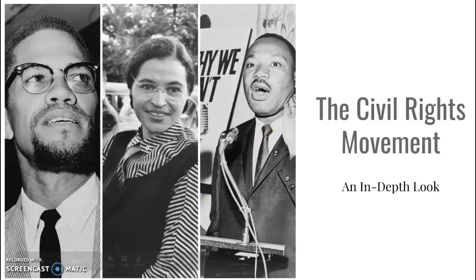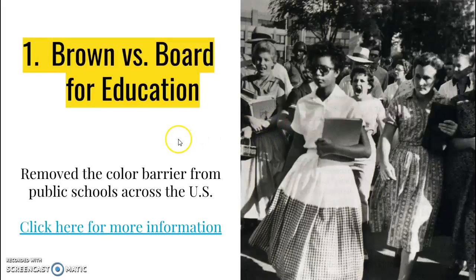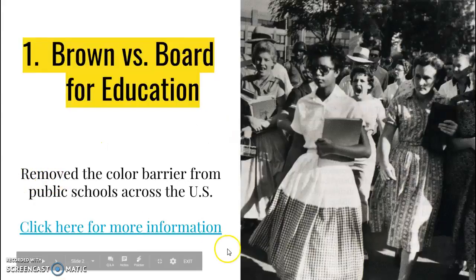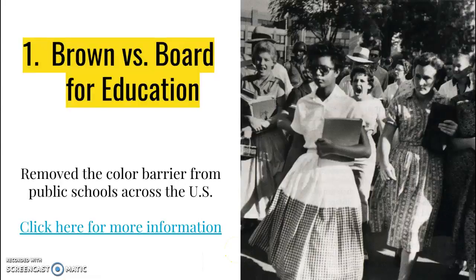Today you're going to start your project on the civil rights movement, and so today I want to just talk a little bit about the important events of the civil rights movement, a couple of those important events. First is Brown versus the Board of Education. The important thing to take away from this is that it removed the color barrier from public schools across the United States. If you click on this link here, I want you to click there and learn a little bit more about that important case.